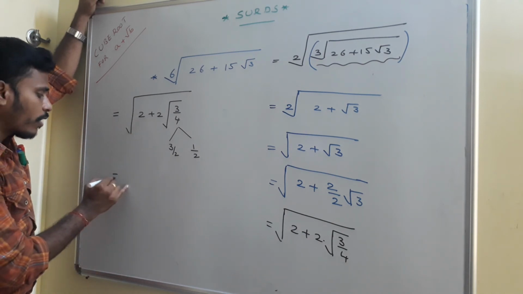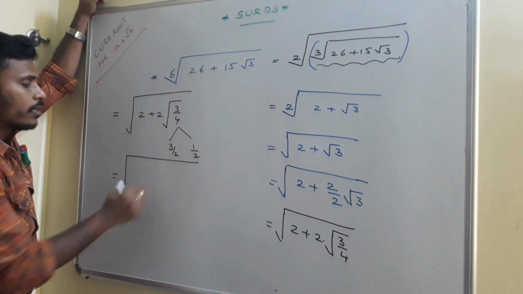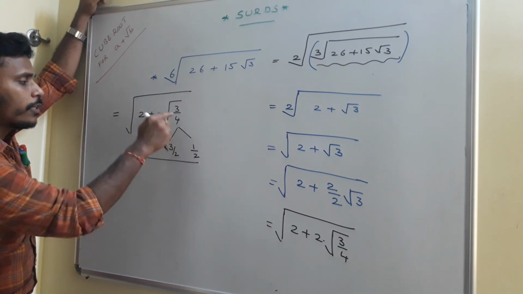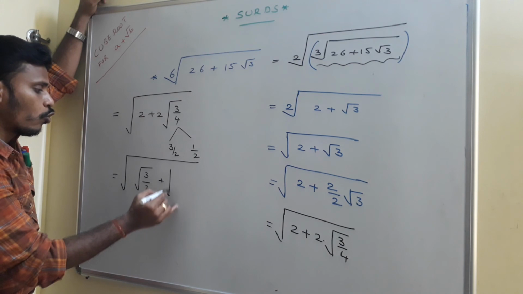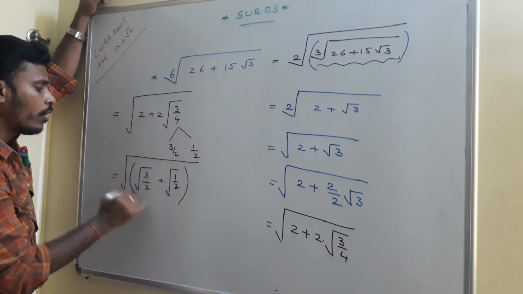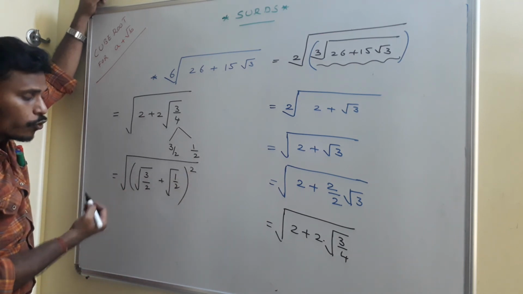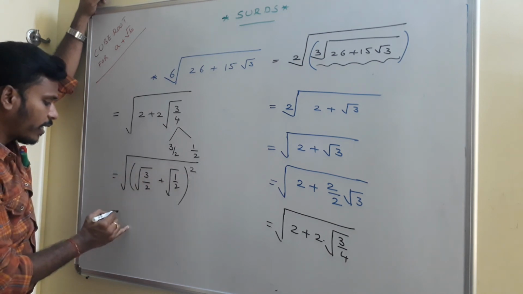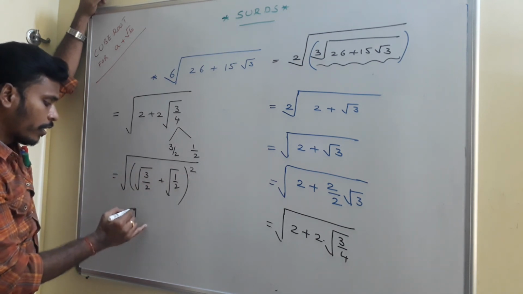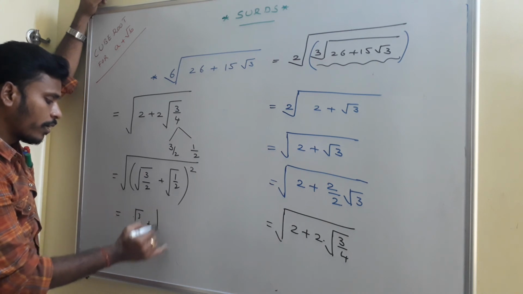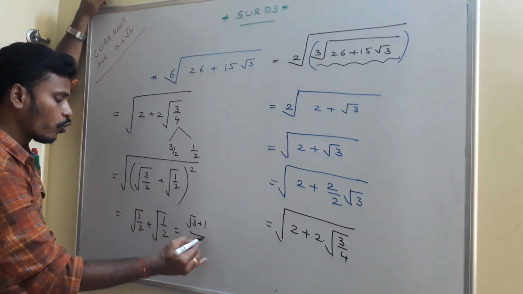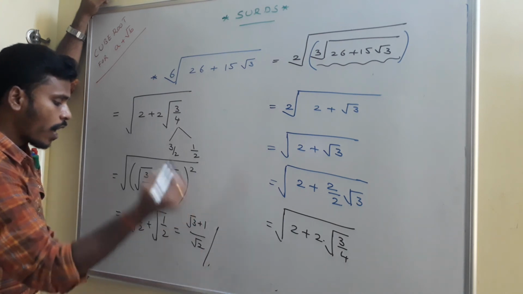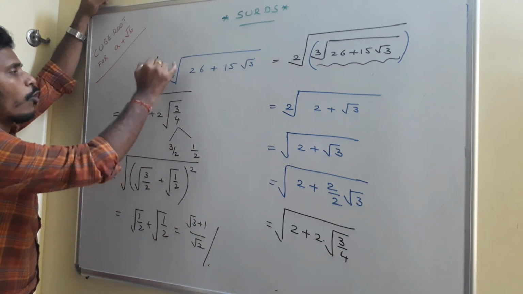Right? So now the problem will be like this. Sum of this pair is 2, product of this pair is 3 by 4. I can write this as square root of the whole square of root of 3 by 2 plus root of 1 by 2. Now if you think, this square root and the square will get cancelled, you are left with square root of 3 by 2 plus square root of 1 by 2, and on simplification your answer is root 3 plus 1 by root 2, and this is the sixth root for this problem.